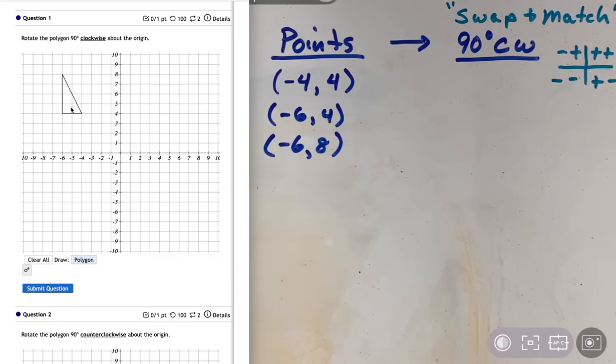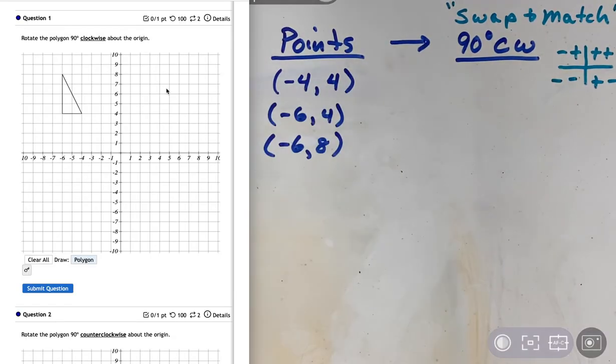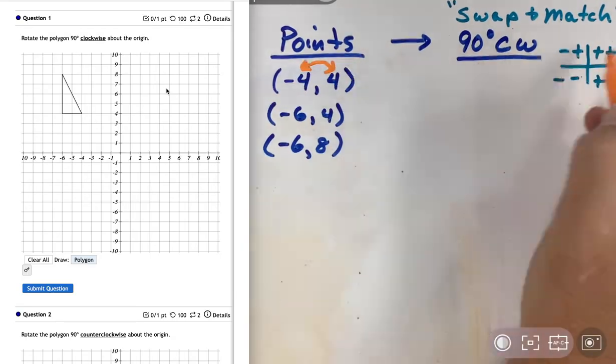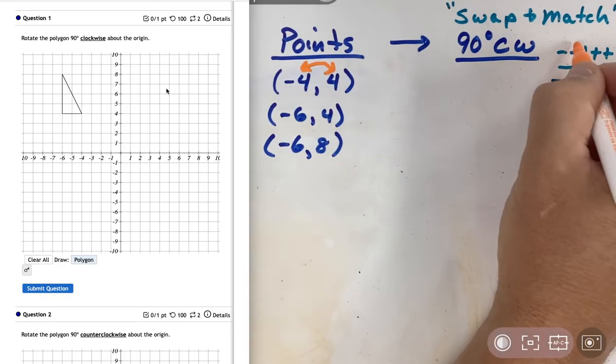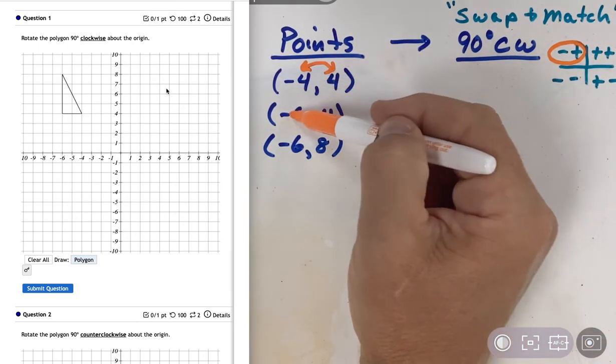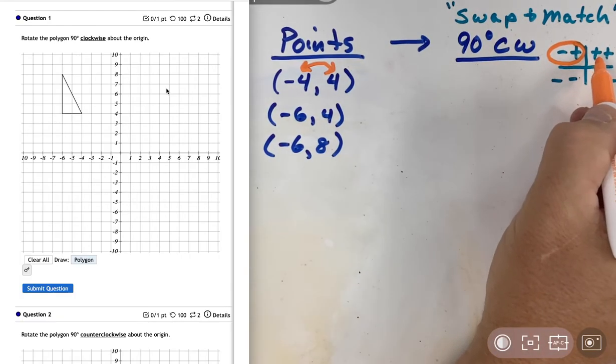Now whenever you're doing a rotation that's 90 degrees that ends up one quadrant away from where you started, you're going to use this idea of swapping and matching. You're going to swap the order of the numbers, and then you're going to match the quadrant signs of what place you end up in. So we're starting right here in quadrant 2 where you have a negative number and a positive number. Notice all these numbers go negative, positive, negative, positive, negative, positive. So when we end up in the first quadrant, we want them to both be positive, positive.